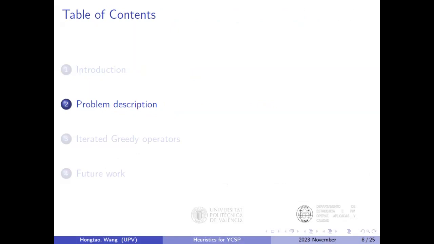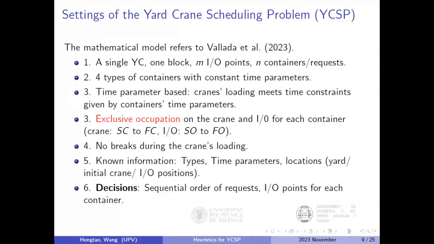Now let's focus on the yard crane problem. Basically, I list all the main characters of this problem. These are quite complex problems. We have more than 30 constraints in the mathematical model, but basically it follows on our TSP problem, the traveling salesman problem.